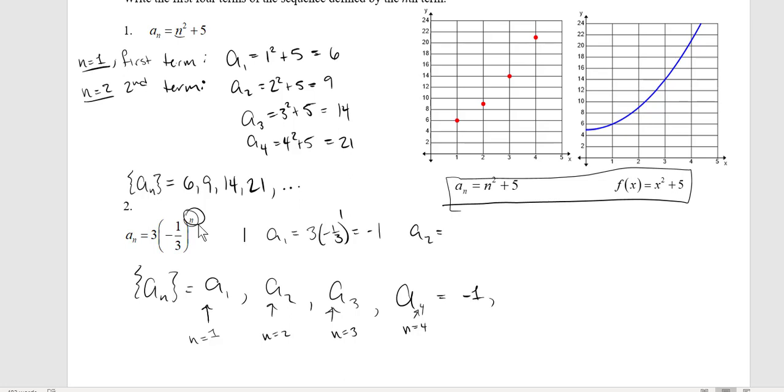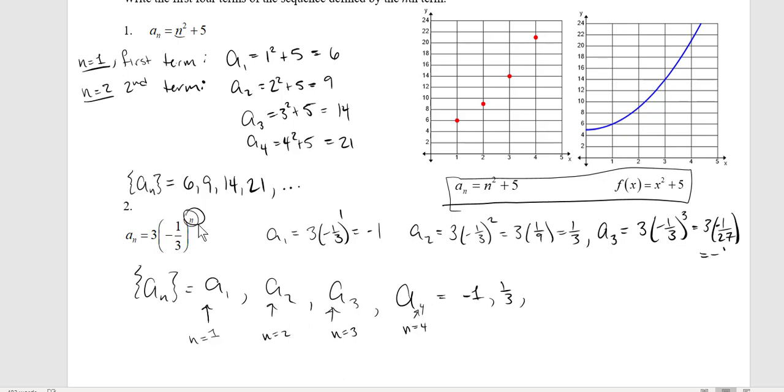A2 says plug in n equals 2. Looks like we get 1/3. A3 says plug in 3 for that power n. That's 3 times 1 over negative 1 over 27. That's negative 1/9. Finally, A4 says plug in 4 for the n value. You get negative 1/3 to the 4th power equals, you check my math here, I get 1 over 27 when I do this.